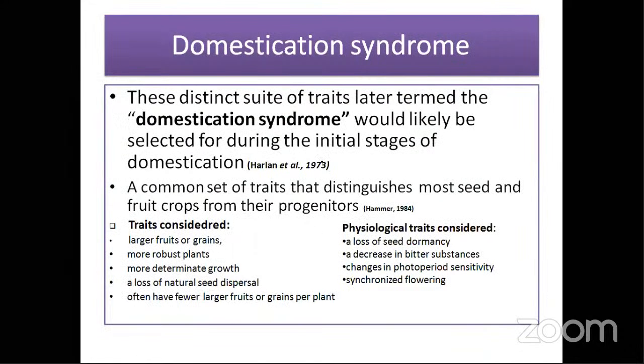Then domestication syndrome. I already explained the traits that would likely be selected during the initial phase of domestication. They would have selected in different places for these traits, like larger fruits, more robust plants, determinate growth habit, then loss of natural seed dispersal, that is, seeds will not disperse on their own, and a significant loss of seed dormancy. Bitter substances would have been reduced. So this sort of changes would have occurred in the plant.